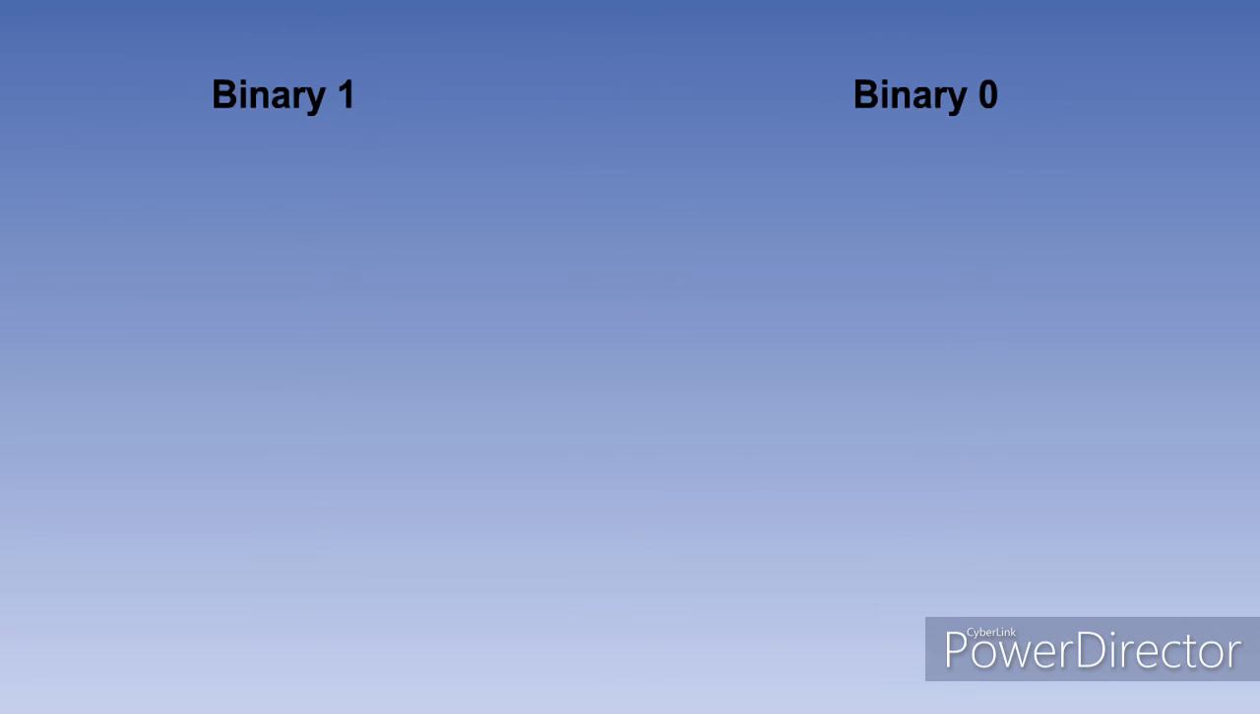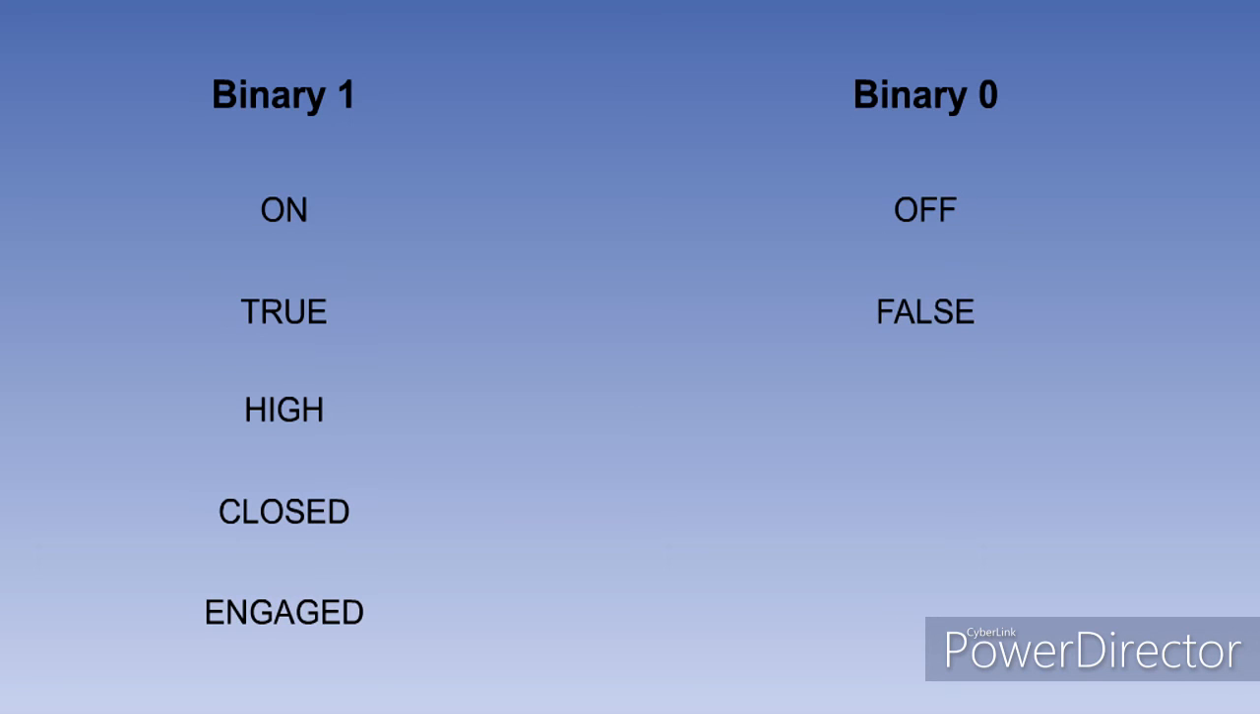Logic gates take an input of one or more binary values of either 0 or 1 and output a single value of 0 or 1. You may find binary 1 also expressed as on, true, high, closed, or engaged, and binary 0 as off, false, low, open, or disengaged.